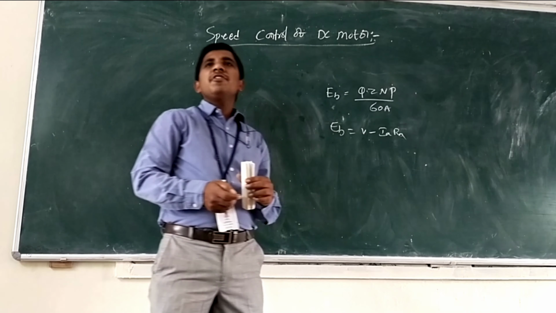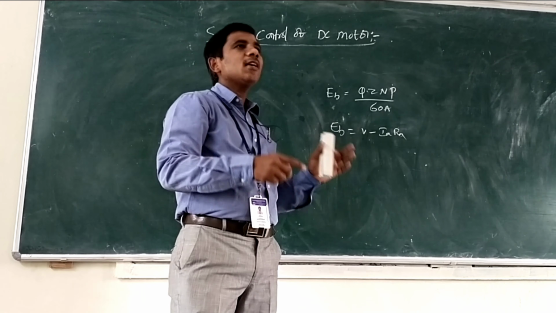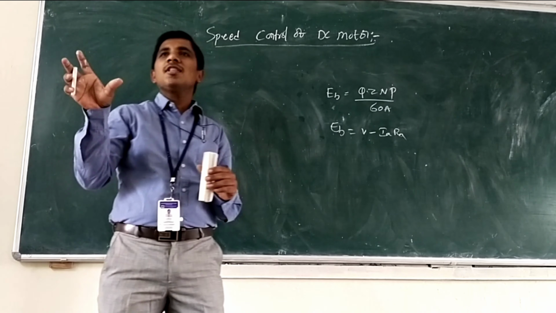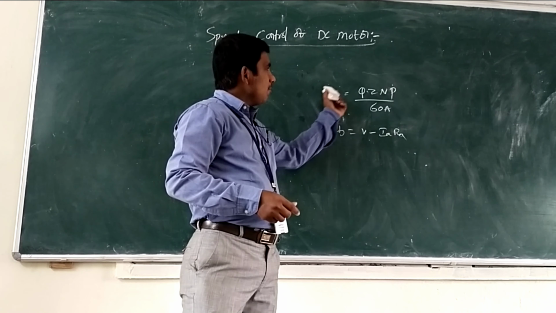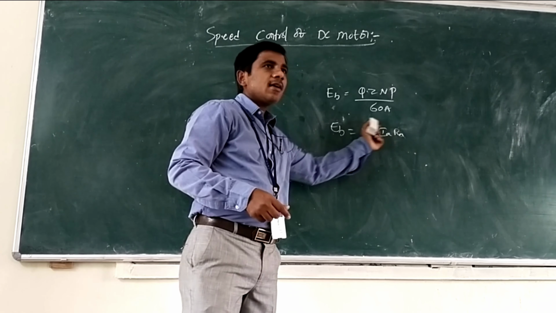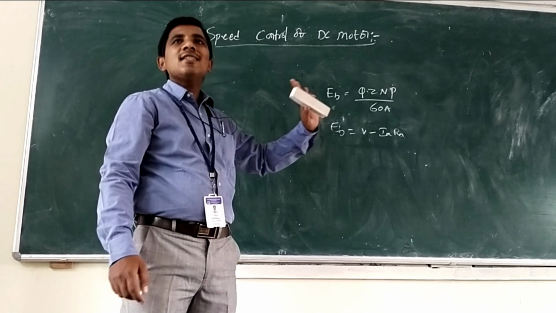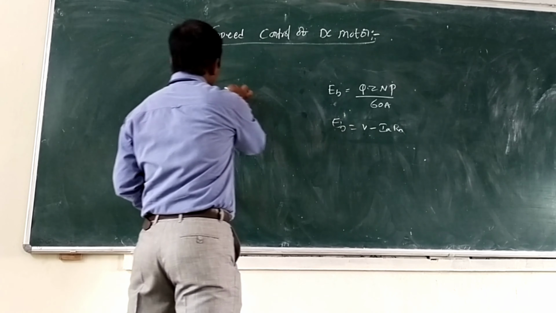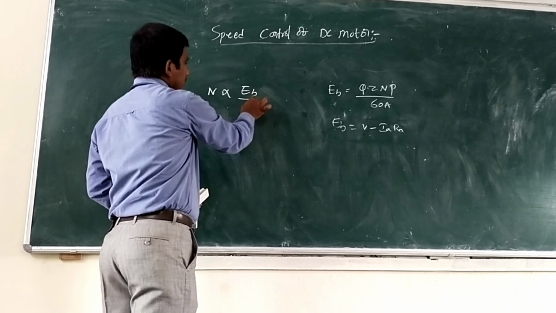The speed of a DC motor or any motor is intentionally controlled. What are the methods to control the speed, that we will discuss now. We know that the back EMF of any motor is given by Eb equal to PΦZN by 60A, and another equation is V minus IaRa. If you substitute in this equation, we will get the speed control: N is proportional to Eb by Φ.